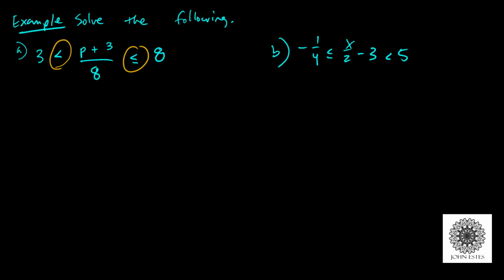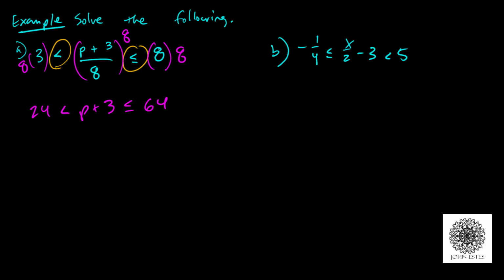What we need to do here is get p by itself. First of all, just ignore the less than or equal to 8 for a second. If I just had p plus 3 over 8 is greater than 3, what would you do? You need to multiply both sides by 8. This time I don't only multiply the middle and the left side by 8, I multiply everything by 8. Whatever I do in the middle, I have to do to all three parts of this inequality. So I have 8 times 3, which is 24, less than p plus 3, which is less than or equal to 64. From there, I need to get p by itself, so subtract 3 from everything. So I get 21 is less than p, less than or equal to 61.